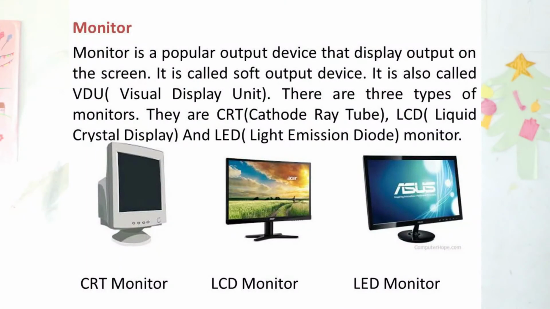First one is monitor. Monitor is a popular output device that displays output on the screen. It is called soft output device. It is also called visual display unit. There are three types of monitor. They are CRT, cathode ray tube, LCD, liquid crystal display, and LED, light emitting diode monitor.